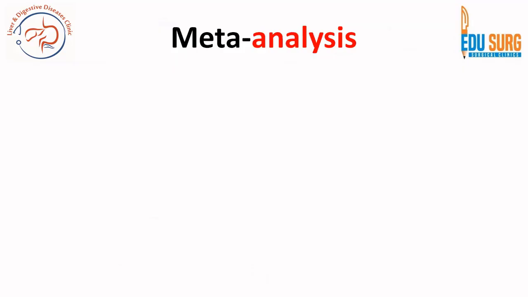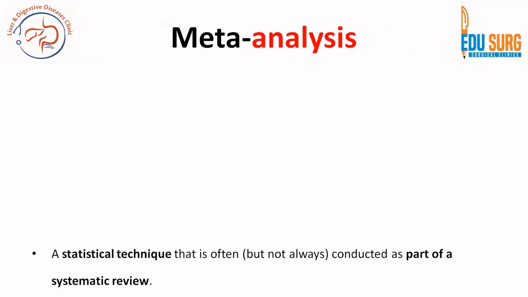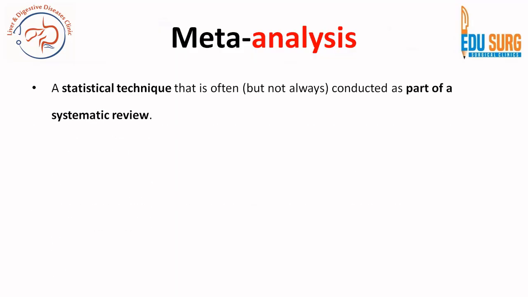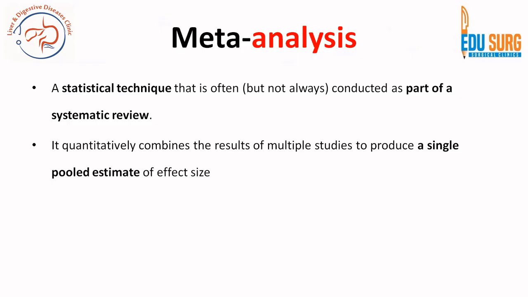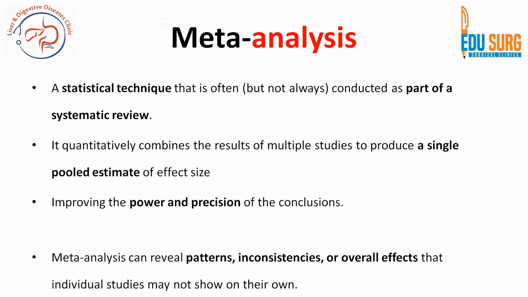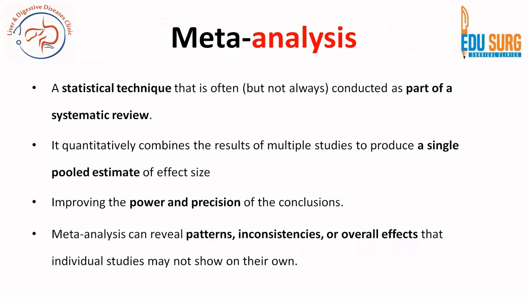When it comes to meta-analysis, and the reason the word analysis is in red is because it is just a statistical technique, basically construction of a forest plot that is often conducted as a part of a systematic review. It quantitatively combines the results of multiple studies to produce a single pooled estimate of effect size. This improves the power and precision of the conclusions. Meta-analysis can also reveal heterogeneity as we saw in the video on forest plot. It can reveal patterns and inconsistencies or overall effects that the individual studies may not show on their own.